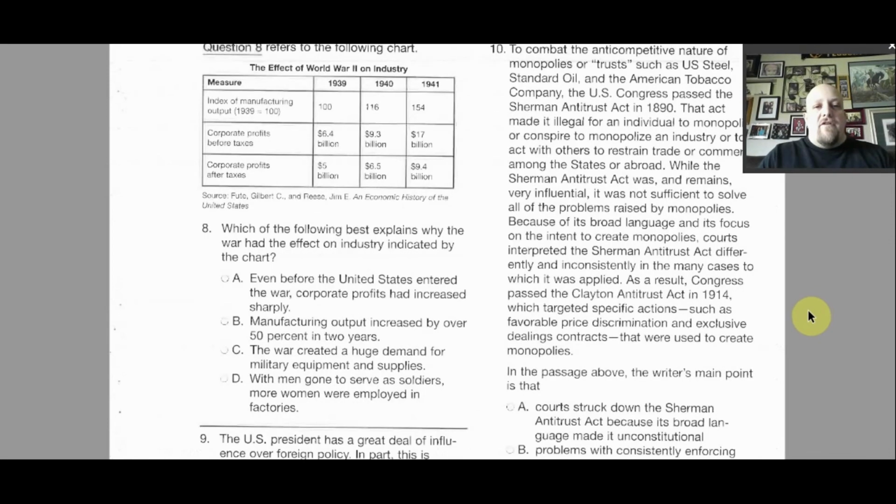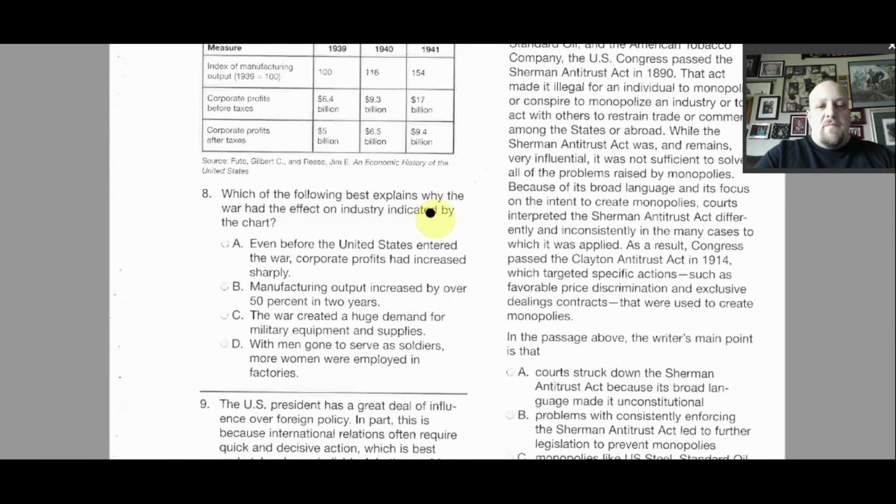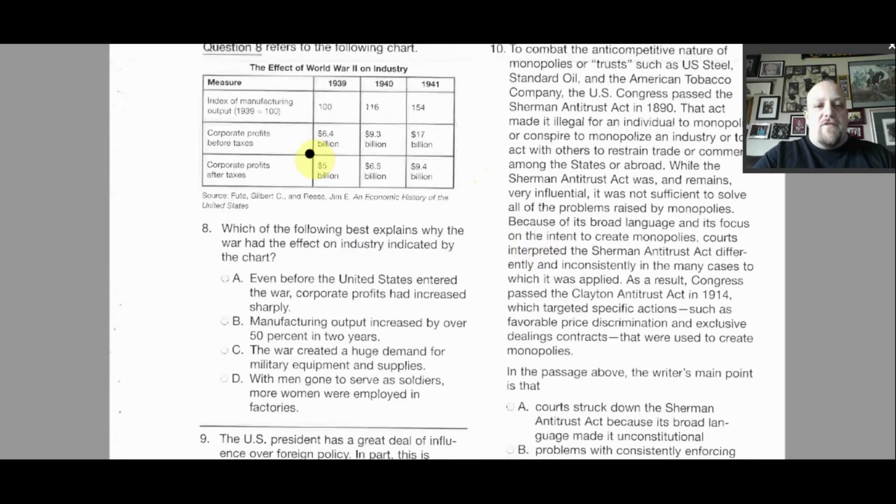So the next one, another chart here, or another table. Like I said, always read the title, The Effect of World War II on Industry. Give it a quick look. Which of the following best explains why the war, World War II, had the effect on industry indicated by the chart? If you look at this chart, obviously manufacturing is increasing, corporate profits are increasing. If manufacturing increases, corporate profits are going to increase. And even after taxes, they're still going to go up. That's just kind of how it works.